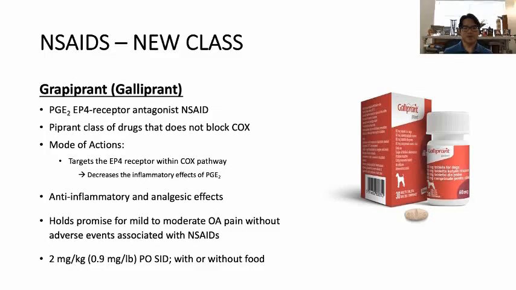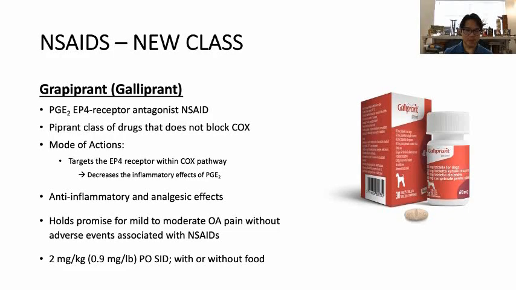Grapiprant, or Galliprant, is a new class of NSAID. It is a prostaglandin EP4 receptor antagonist. It is also a piprant class of drug that does not block COX receptors. The general mode of action of grapiprant is that it targets EP4 receptors within the COX pathway, which is actually further down the COX pathway. It decreases the inflammatory effect of prostaglandin, and that's how it helps with inflammation and also pain.